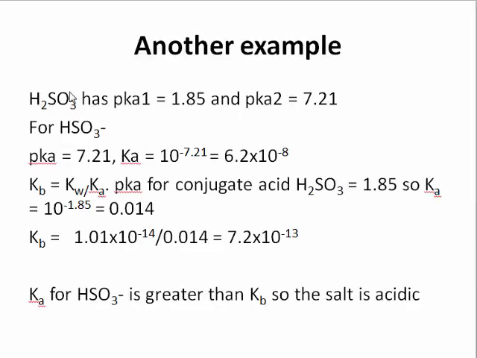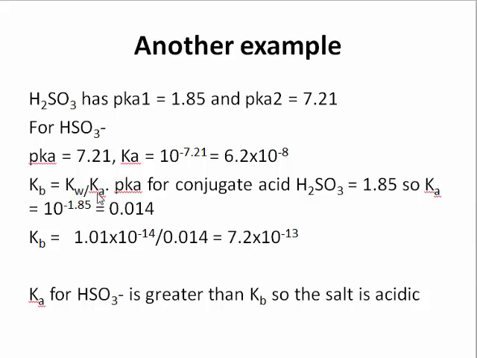Let's consider another example, sulfurous acid, pKa1 1.85, pKa2 7.21. So we may wonder about the acidity or basicity of a bisulfite solution. Ka for bisulfite is the second dissociation Ka, so that's pKa2 of 7.21, and the corresponding Ka is 6.2 times 10 to the negative 8.